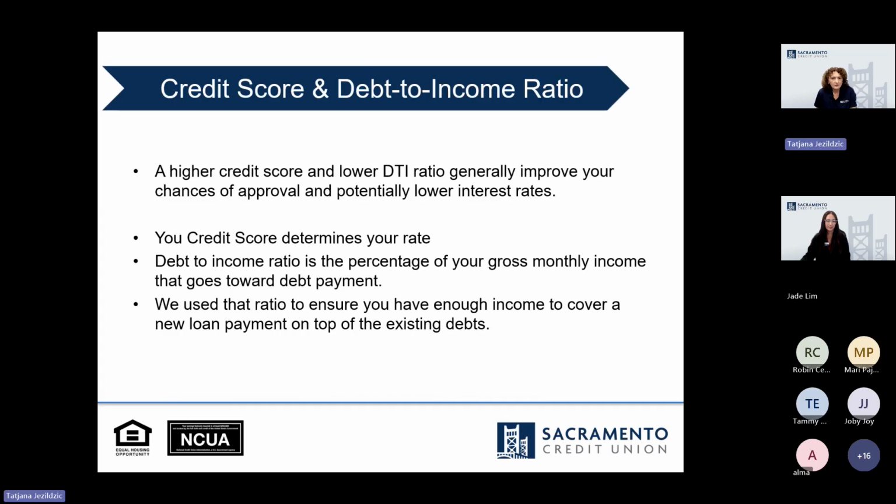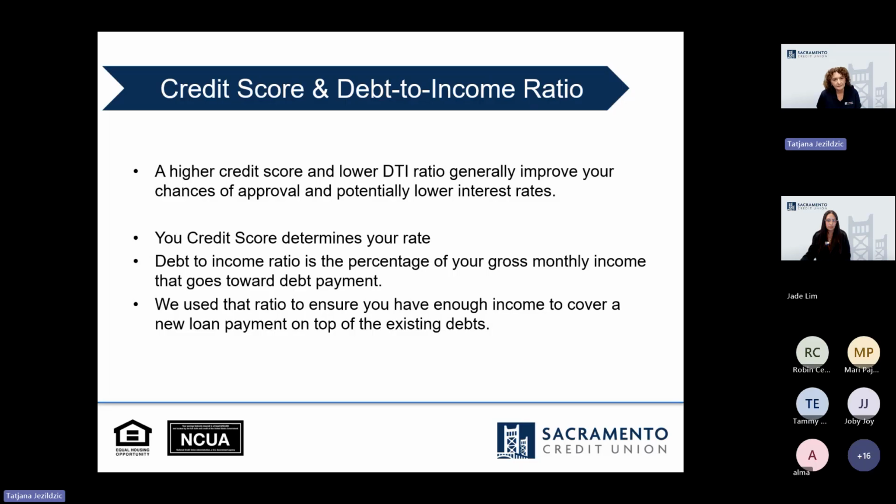The higher credit score you have, the better interest rate you will have. With home equity loans at Sacramento Credit Union, we pull only one credit score. As you remember, when you're purchasing your home, we usually pull all three. But for home equity, we only do one, which is Experian.